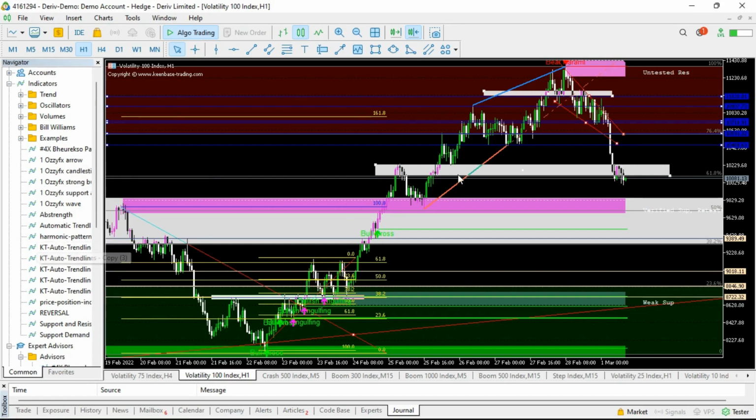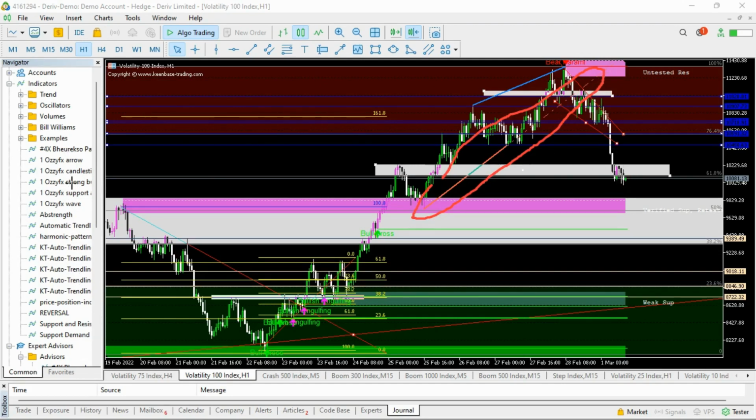This KT auto trend line, this is how it works. It draws a trend line automatically for me, so I make use of this trend line as a breakout. When there's a breakout around this trend line, it means the price is going to move strongly, and that's where you are going to use your support and demand.